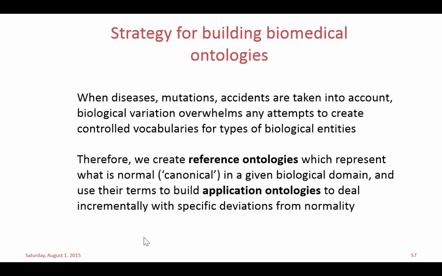The terms in the application ontologies are either reference ontology terms, which are reused, or they are new terms designed for a particular local purpose. So reference ontologies have global validity or claim global validity. Application ontologies have local validity. All of these ontologies, however, are constant works in progress, so that no ontology ever gets to be finished. And the gene ontology is updated every night. Not because there are major changes every night, but because even the small changes need to be kept track of.